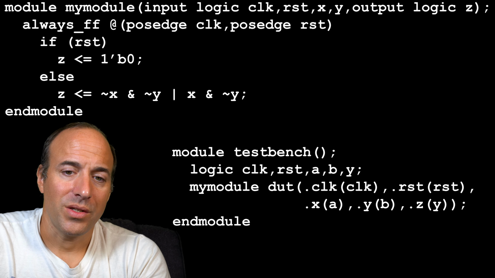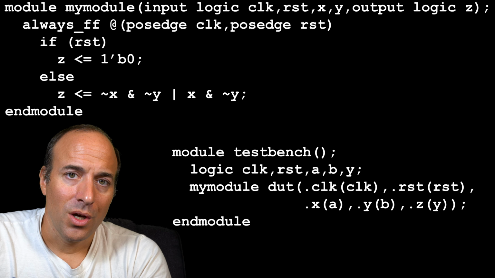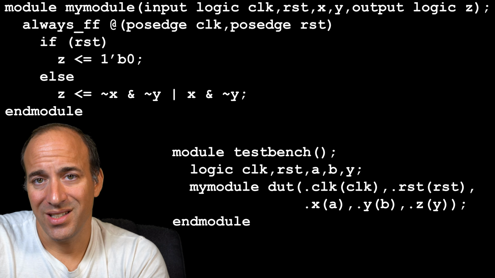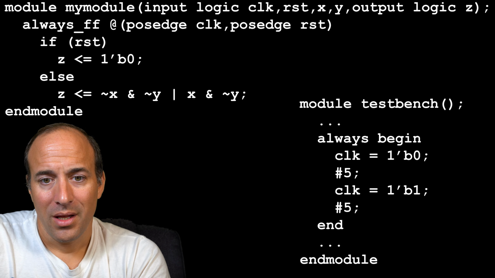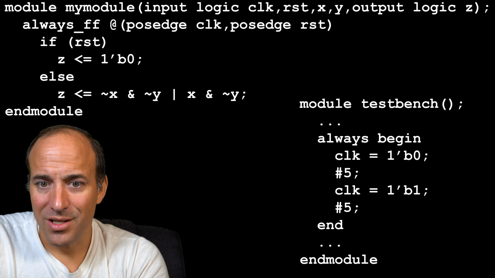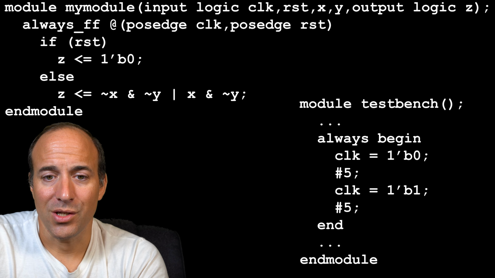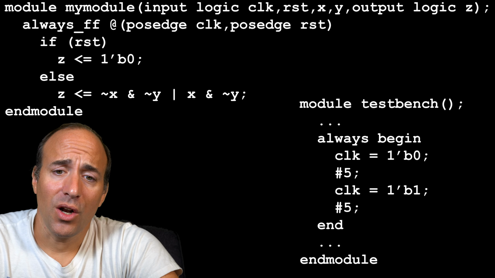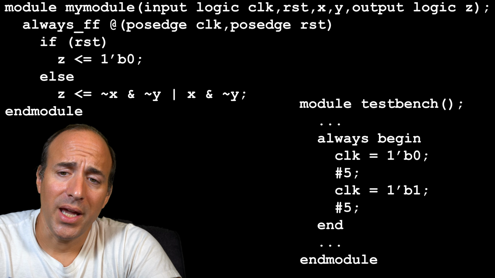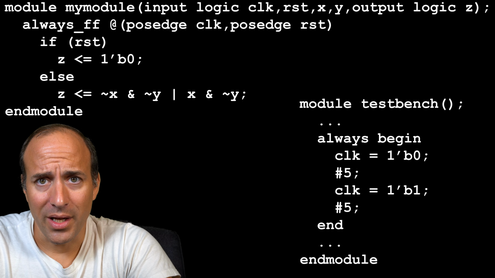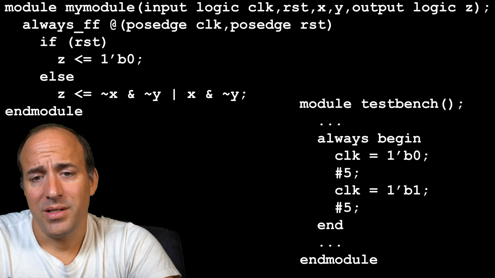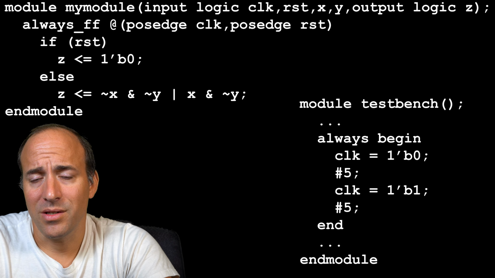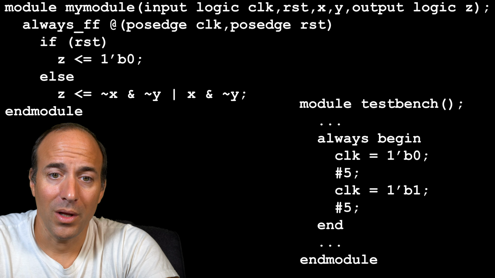A raw always statement can be used without a sensitivity list, which causes it to trigger continuously. This is not synthesizable, so it only works in simulation. Also, inside an always block, you can use a delay statement, which is also non-synthesizable. Its syntax is a hash mark followed by the delay in simulation time units followed by a semicolon.